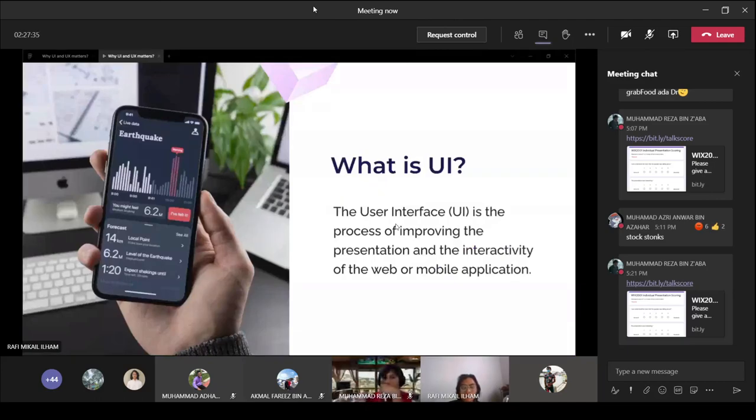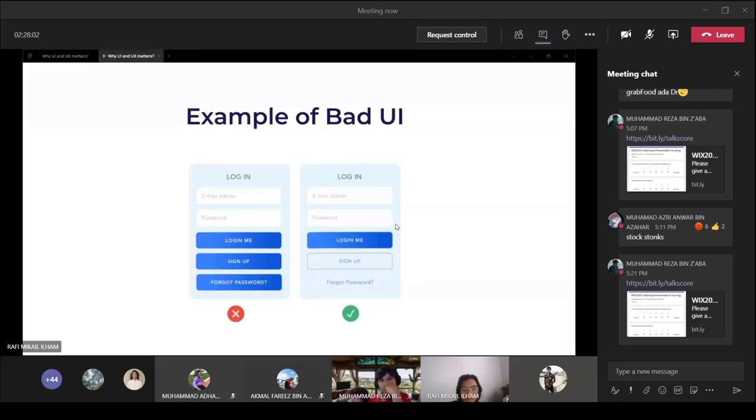So what is basically user interface or UI? It's the process of improving the presentation and the interactivity of the web or mobile application. It focuses on the app's look and how it interacts with the user. Each screen, page, button, and other element you can see on the application is part of the user interface. Here's one example of a bad interface. All the buttons in the bad example are bold and prominent, which is not appropriate because the primary button is only the login. So we don't have to give a bold and prominent button for the other options.